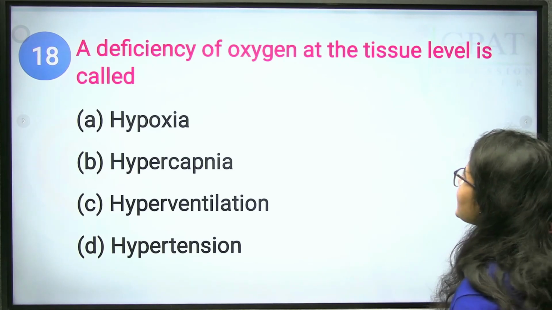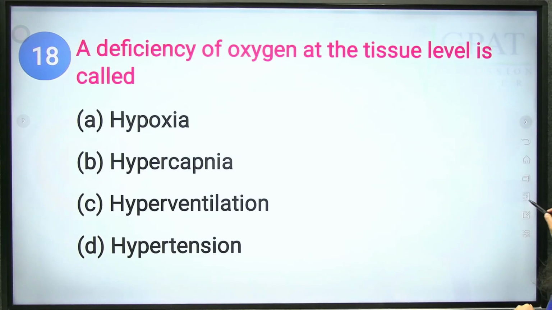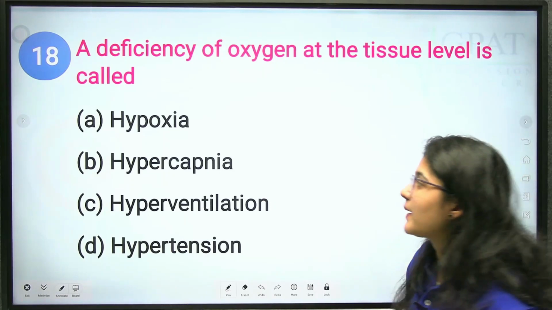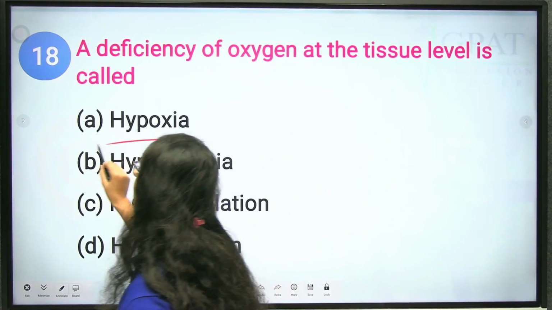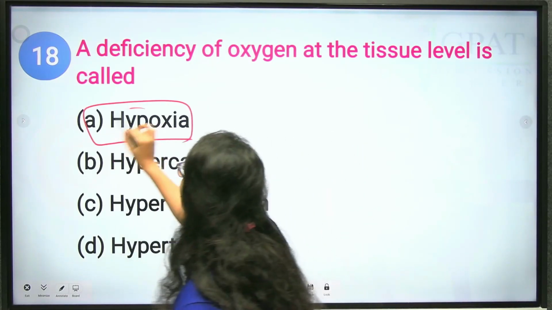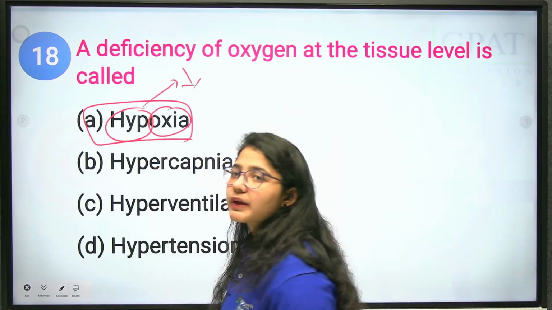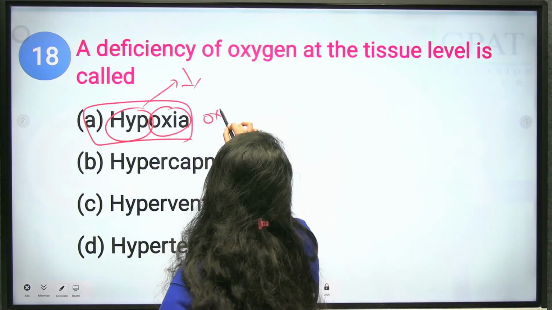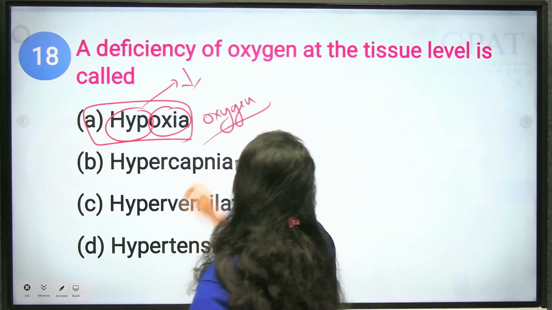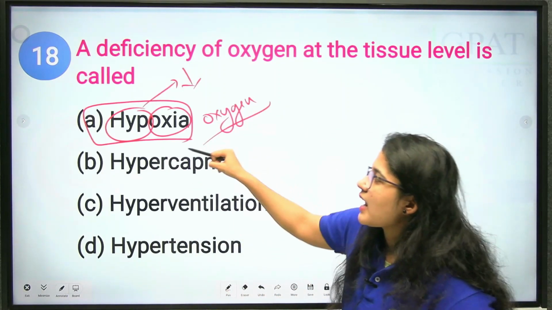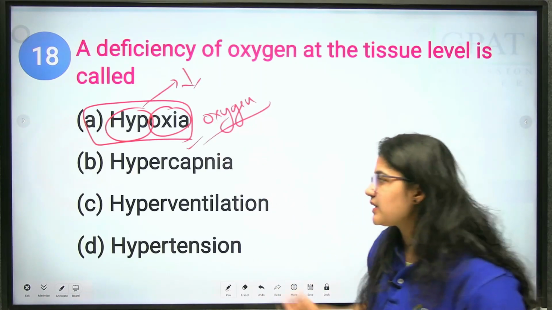Now the next question. A deficiency of oxygen at the tissue level is called? Now, very interesting part. What does hypoxia mean? Hypo means decrease. From oxia, you can remember oxygen. That is, the decrease in oxygen level is hypoxia. Clear? This is your answer.